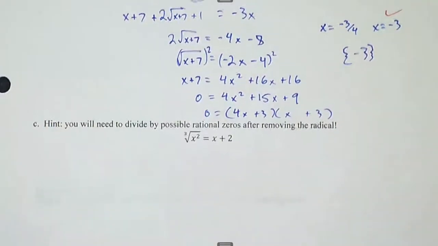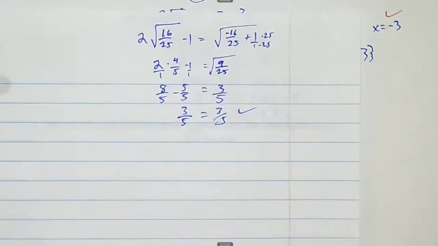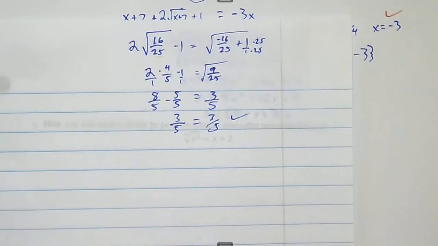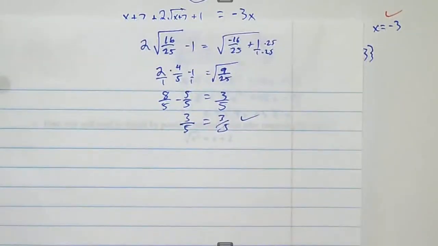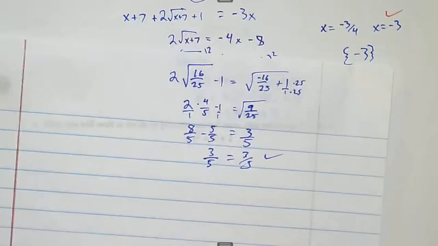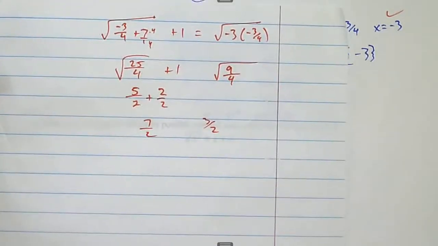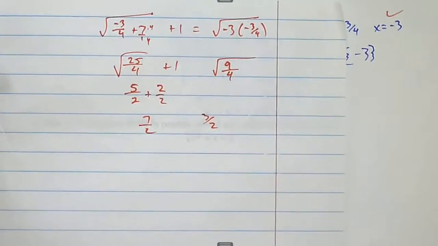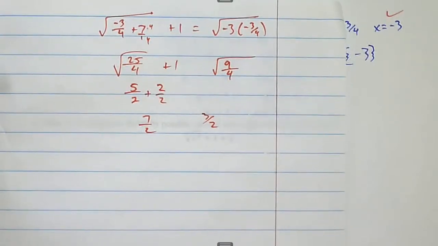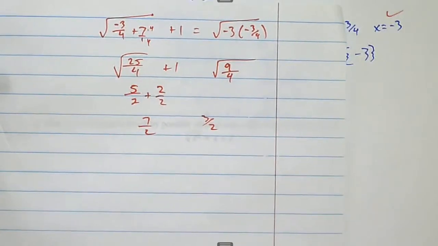So negative 3 is the only solution. Unless I made a mistake on my check, but I don't think I did. Did y'all see anything wrong with that? Looks okay to me. That's the wrong one. That's the right one. Yeah, that wasn't the right one. I was confused where that came from. That was the old problem. Yep. Okay. Letter C.